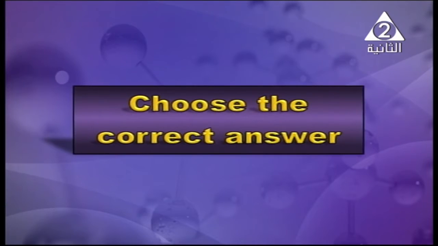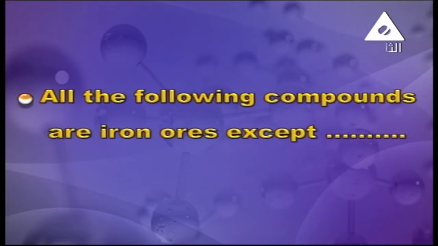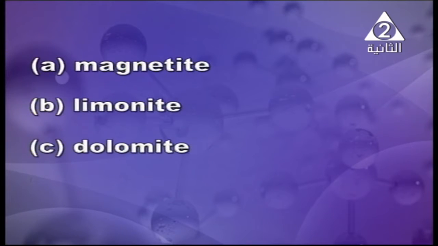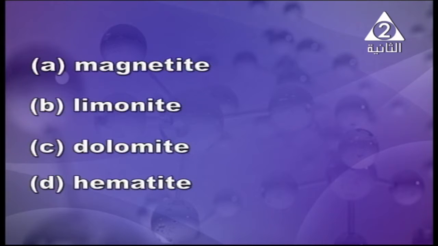Now, my dear students, we have some questions on this part. The first type of question is to choose the correct answer. All the following compounds are iron ores except what? Magnetite, limonite, dolomite, hematite. If you think about it, yes, it will be dolomite. My dear students, you have to remember magnetite has chemical formula Fe3O4, limonite 2Fe2O3.3H2O, hematite Fe2O3.